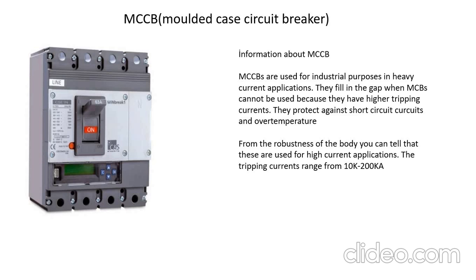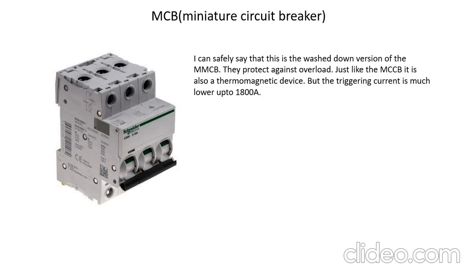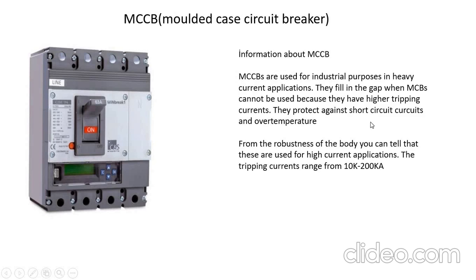But then they also provide short circuit protection. So they have really crazy ranges, from 10K to 200 kiloamps of short circuit protection. So they are really heavy industrial usage type devices. And here we have a miniature circuit breaker. That is the general MCB. This is used frequently in industry, but it's just to cater for lesser currents. For example, for tripping or triggering currents, we're talking of 1,800 amps as compared to the 10,000 to 200,000.